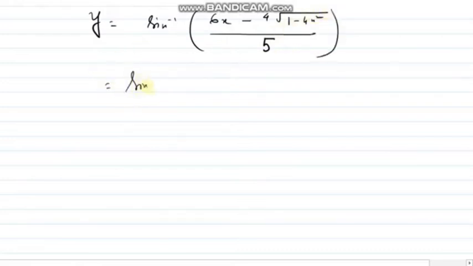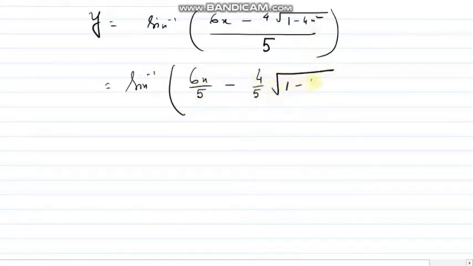So can we write this as sine inverse of 6x divided by 5 minus 4 divided by 5 into root over of 1 minus 4x square, which we can write as 1 minus (2x) whole square. Now if I take 2x as sine theta, then this part will be 1 minus sine square theta, which is cos square theta, so root over of cos square theta will be cos theta, right?